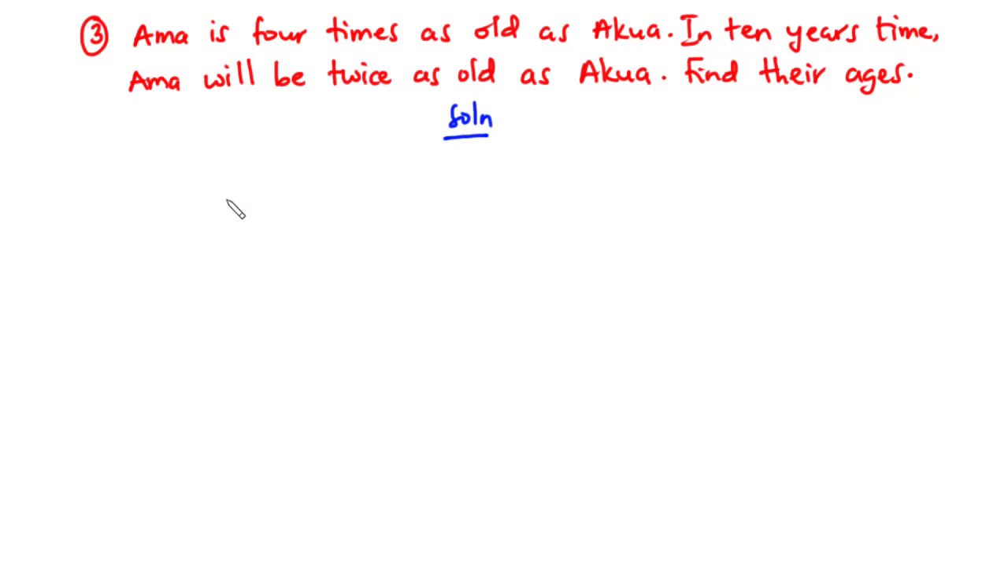Now we don't know the ages of both Amma and then Equia. So we say that let Equia's age be x. Okay, we are going to represent Equia's age with x. Now we are told that Amma is 4 times as old as Equia. So if Equia's age is x, then Amma's age will be 4 times of Equia's age. So that is 4x.